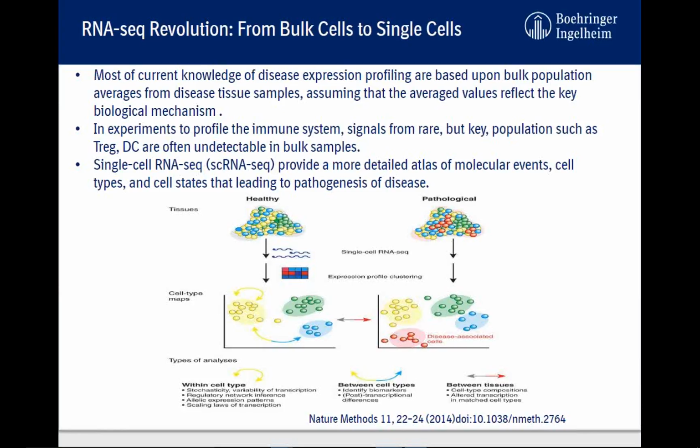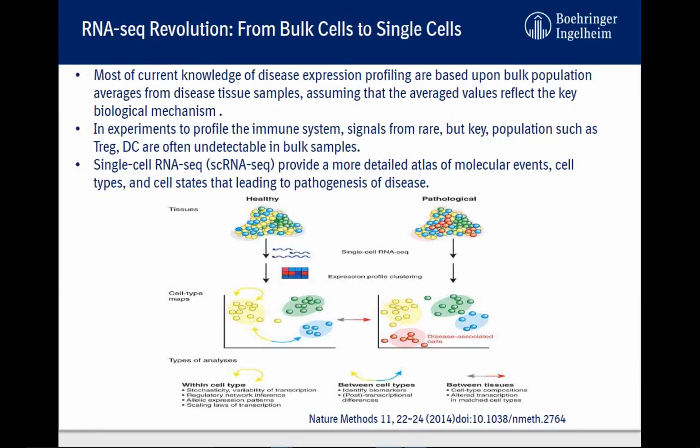In the immunology field in the past 20 years, we have looked at B-cell and T-cell populations. In recent 10 years, we started to appreciate that there are small fractions of cells, rare populations, but they play a key role in immunity. For example, dendritic cells and Treg cells are rare populations. It is almost impossible to detect their signal in bulk sample sequencing.